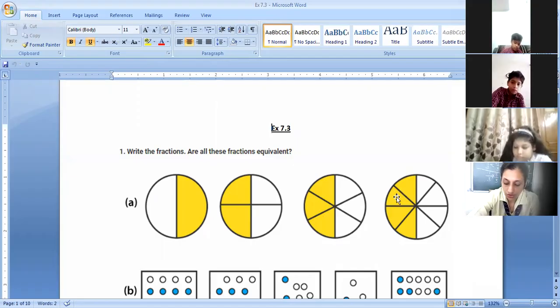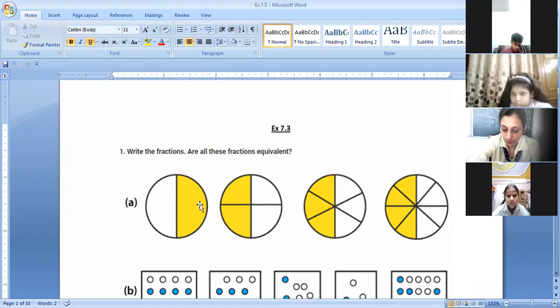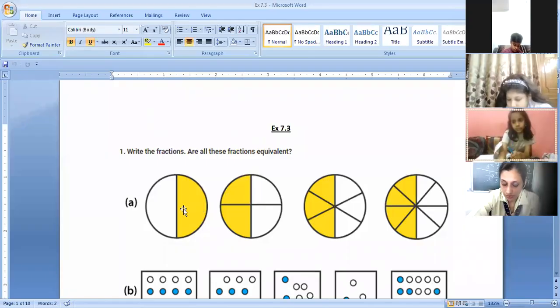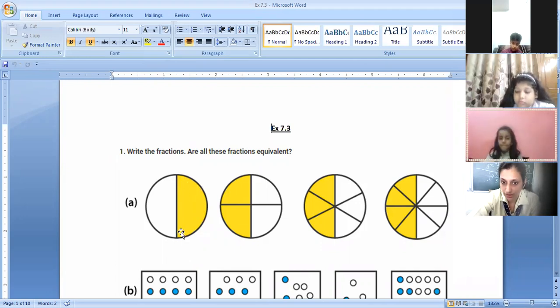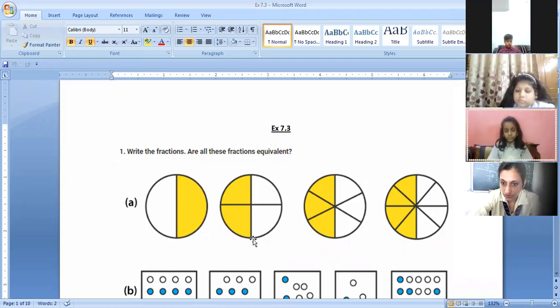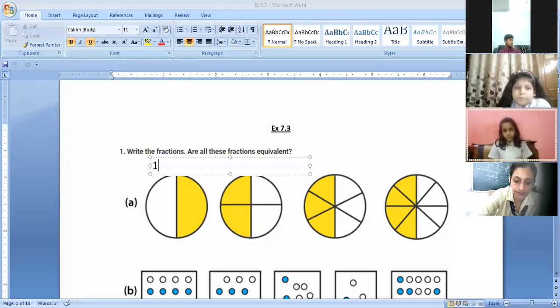So the total number of equal parts is 2, and the number of shaded parts is 1. So you are going to write the number of shaded parts upon the total number of equal parts, like 1 by 2 for this. Total number of parts are 2 and the number of shaded part is 1, so you are going to write 1 by 2 here. How much will you be writing here? This is 1 by 2. I am writing 1 upon 2 here.